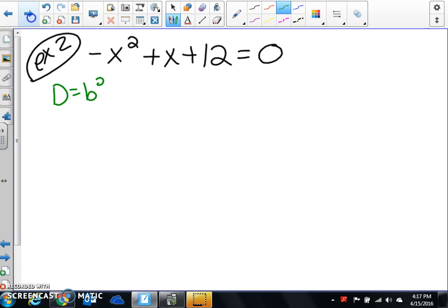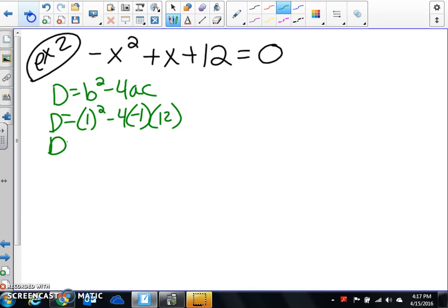Discriminant is equal to b squared minus 4ac. Discriminant is equal to 1 squared minus 4 times negative 1 times 12. Discriminant is equal to 1. Negative 4 times negative 1 is 4. 4 times 12, positive 48. So my discriminant is 49. That's a positive number. Therefore, I have two solutions.